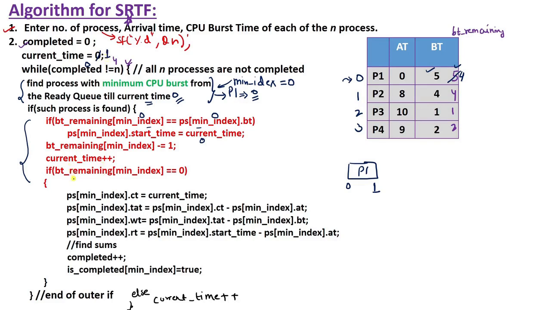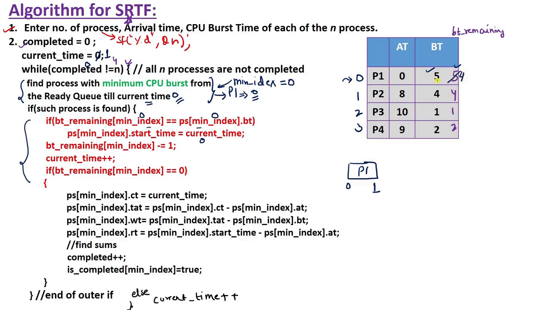Now after this, there can be 2 situations. One situation is the current one, that this BT underscore remaining is a non-zero value. We decremented it by 1, and again this is a non-zero value. 4 is a non-zero value. That means the process P1 has not completed itself completely.